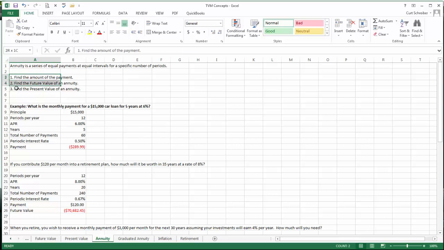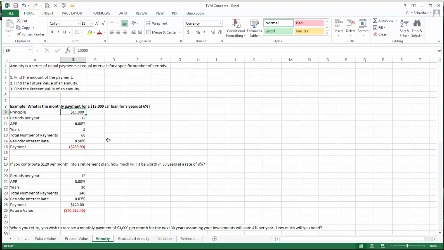So there are some different things that we want to be able to do with annuities. First, find the amount of an annuity payment, or find the future value of an annuity, or possibly find the present value of an annuity. Here's an example of finding an annuity payment. Let's say that we have a $15,000 car loan for 5 years at 6%. Well, we've really already looked at the calculation of a payment in a previous video.